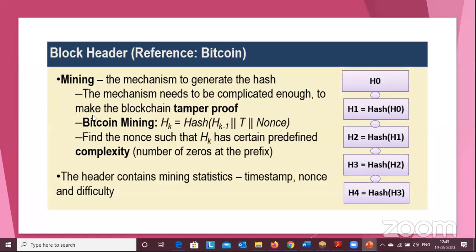In Bitcoin mining we have one formula: hash of H(k minus 1), concatenated with T, the timestamp, and concatenated with the nonce N. We need to find H(k). We need to solve this cryptographic puzzle by having the previous hash and the timestamp, and we need to find the nonce for which this equation is satisfied. That is mining. Here T is the timestamp and N is the nonce.